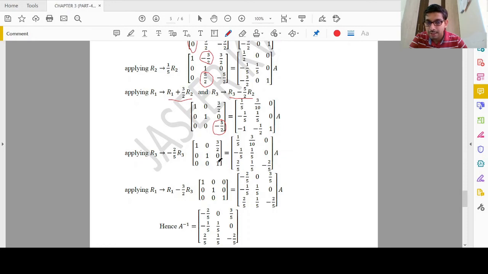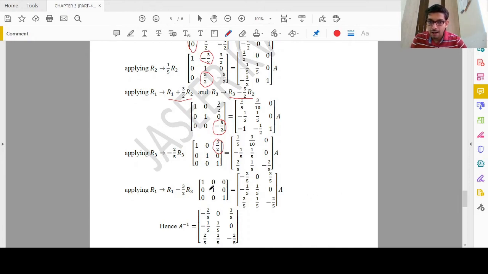Now we have to get 0, 0 in the column. But this is already 0, so we need to change only this. Again you see the number here, 3 by 2. So that means you have to use R1 changes to R1 minus 3 by 2 R3. Once we use that, you'll get the complete identity on the left hand side, that is 1, 0, 0, 0, 1, 0, 0, 0, 1. Whatever changes you are making here, you should make on the right hand side matrix also.